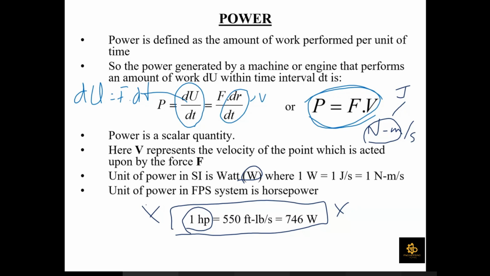So whenever in any problem you are being asked to determine the power, it is going to be force into velocity. At that point, whatever force is given and whatever the velocity of that point is, if you multiply them together you will get the power. How do we define the efficiency of anything?